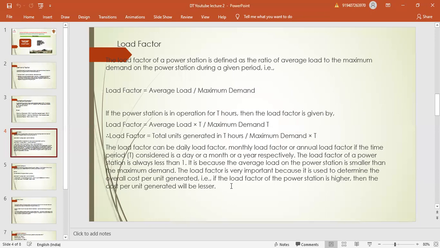If we are interested to find out the overall cost for a single unit generation, then we have to know this load factor, or we should understand the importance of this load factor. That is, if the load factor of the power station is higher, then the cost per unit generated will be lesser. That means higher the load factor, lesser will be the cost per unit generated.